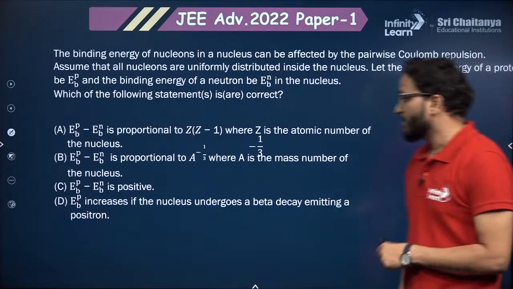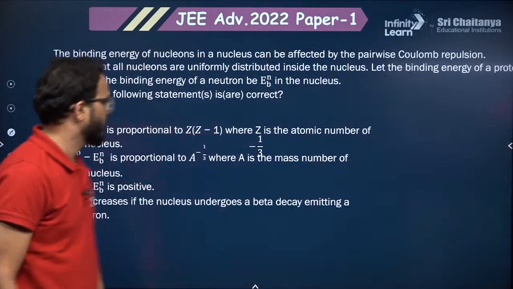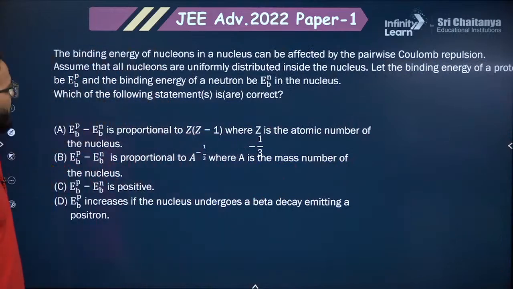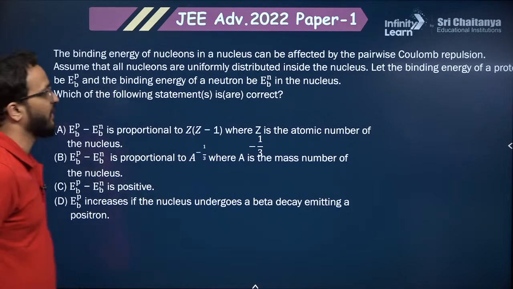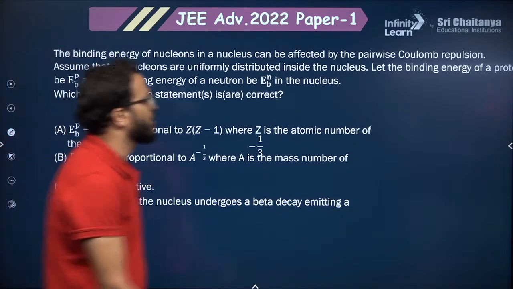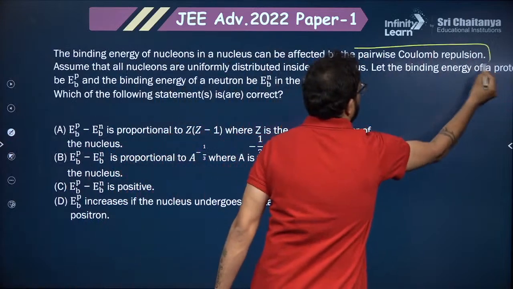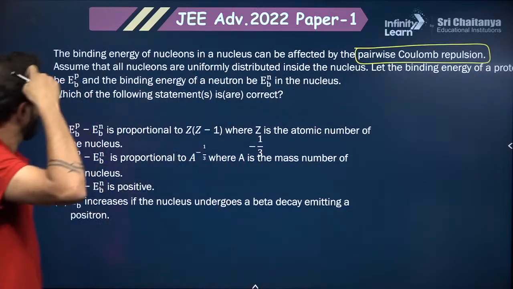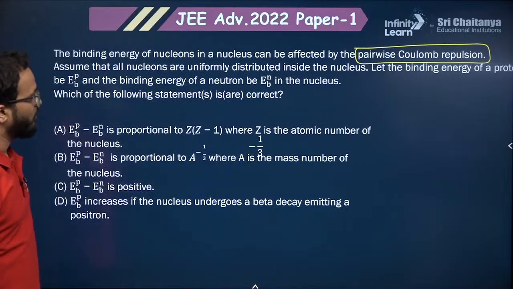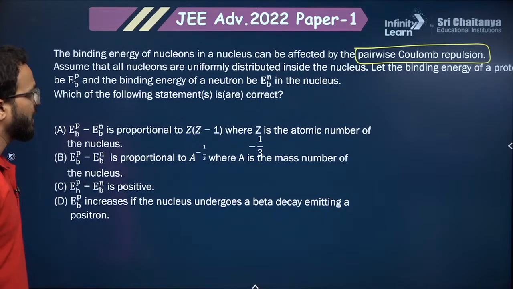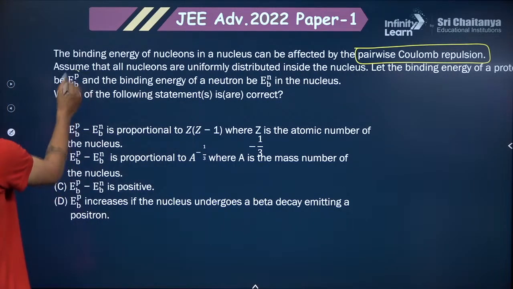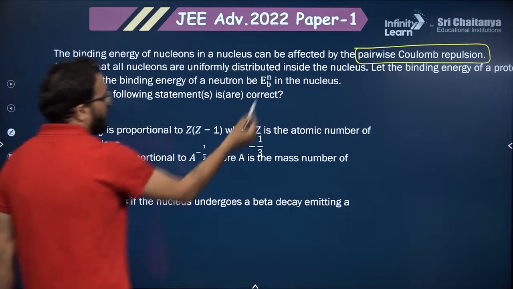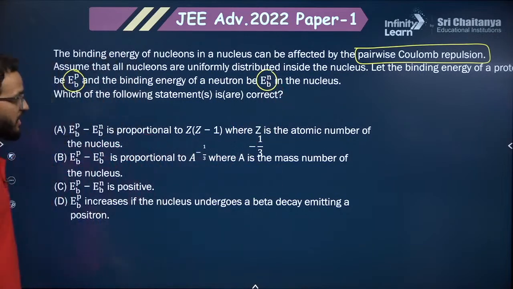Okay, this was also an interesting question, really interesting. So let's have a look here. They are saying the binding energy of the nucleons in a nucleus can be affected by the pairwise Coulomb repulsion. Assume that all the nucleons are uniformly distributed inside the nucleus. Fantastic. Let the binding energy of a proton be this and binding energy of a neutron be this in the nucleus. Which of the following statements are correct?